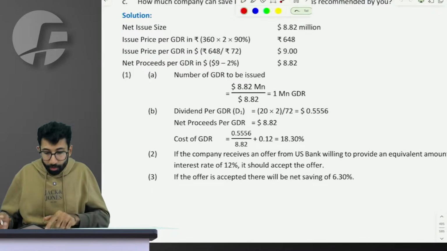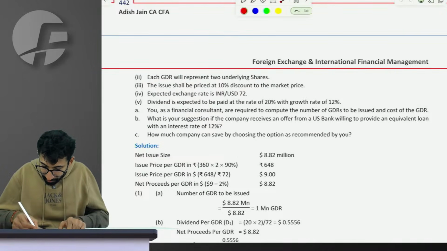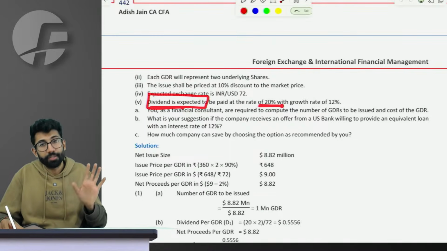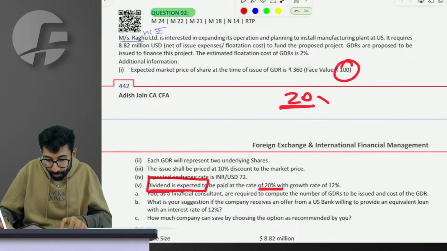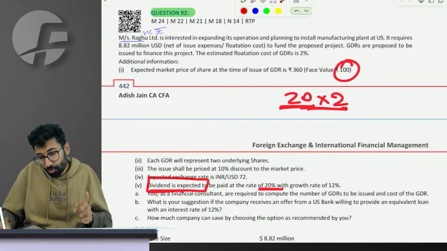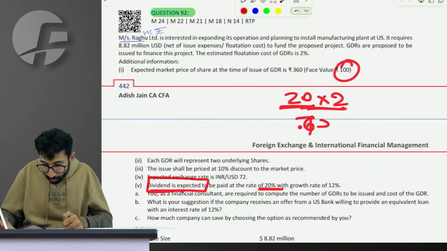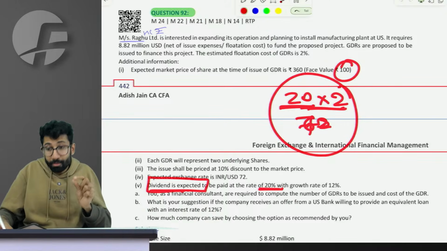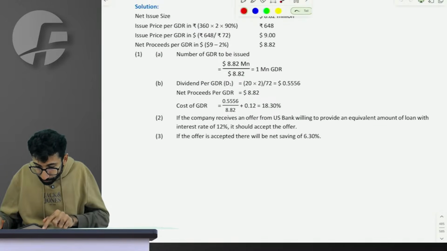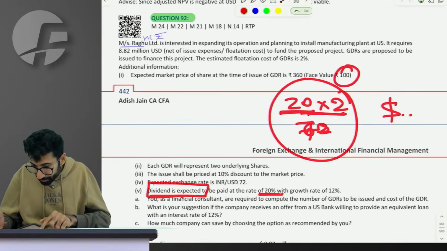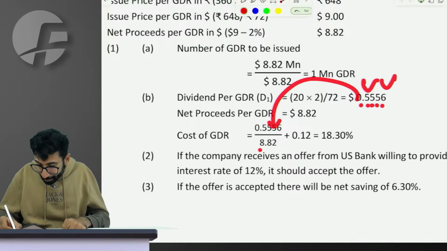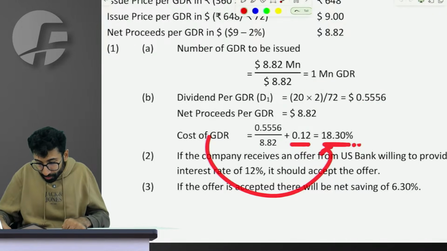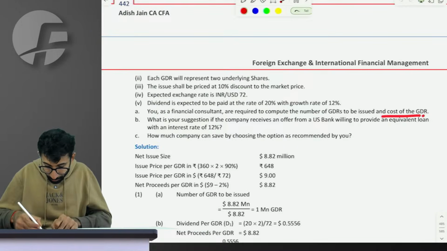Sir, how much total dividend payment do I make? Sir, it says dividend is expected 20%. Expected means D1 has been given. So on a face value of 100, 20% is 20 rupee dividend. 1 GDR has 2 shares, so total 40 rupee dividend. And since rupee per dollar rate is 72, the amount of dividend in terms of dollar is 0.5556. So D1 divided by net proceed of $8.82 plus growth of 0.1 gives me the cost of GDR as 18.3. That is the first part of this question.